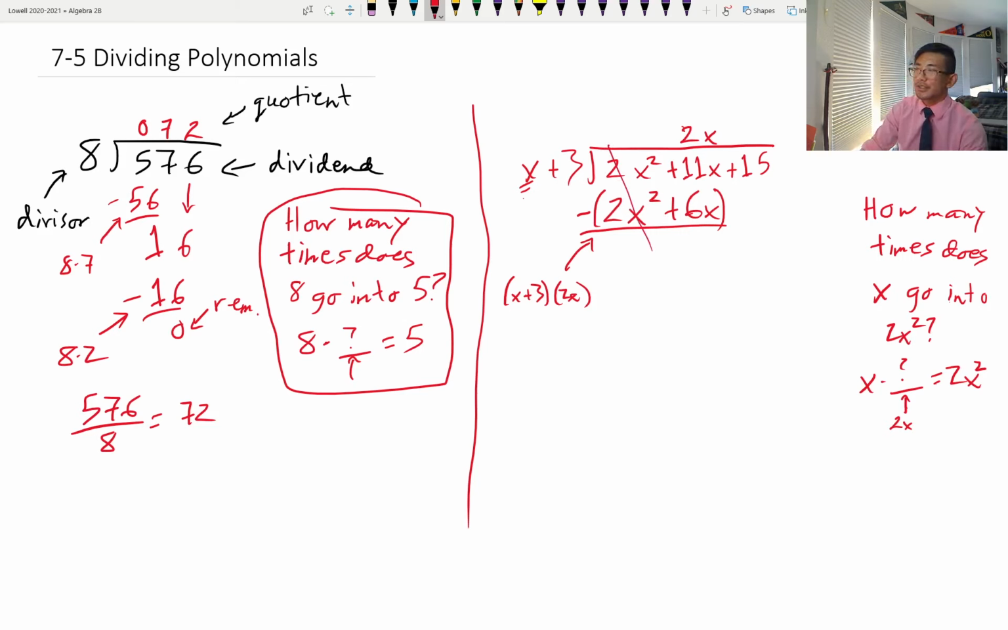These 2x squareds will undo each other, so we'll be left with 0x squareds. Don't need to worry about that. 11x minus 6x, that's going to leave us with 5x. And then plus 15. We'll drop this down. Don't forget that part.